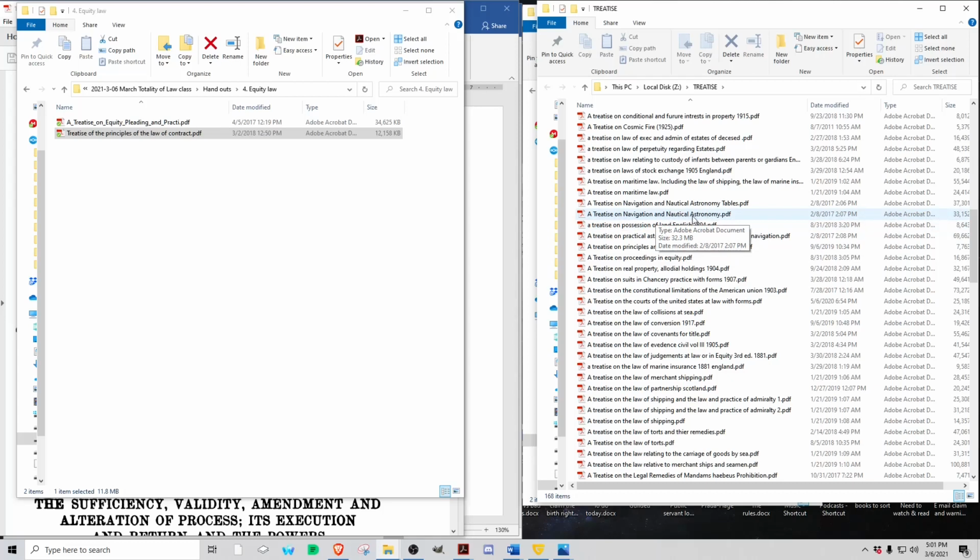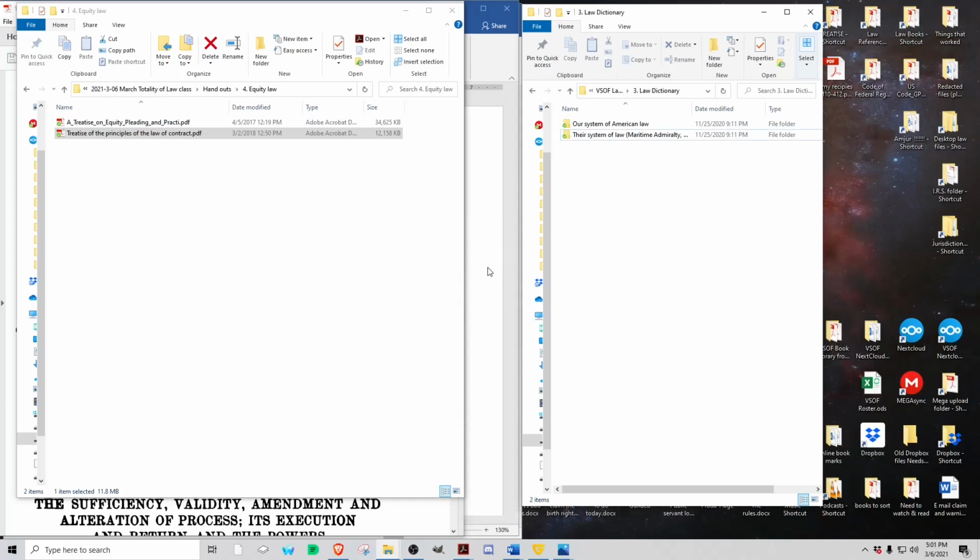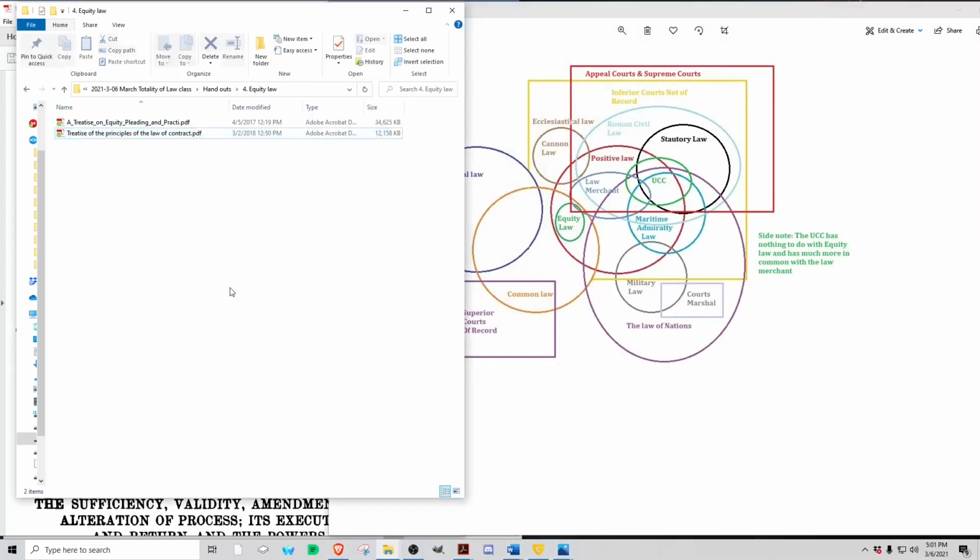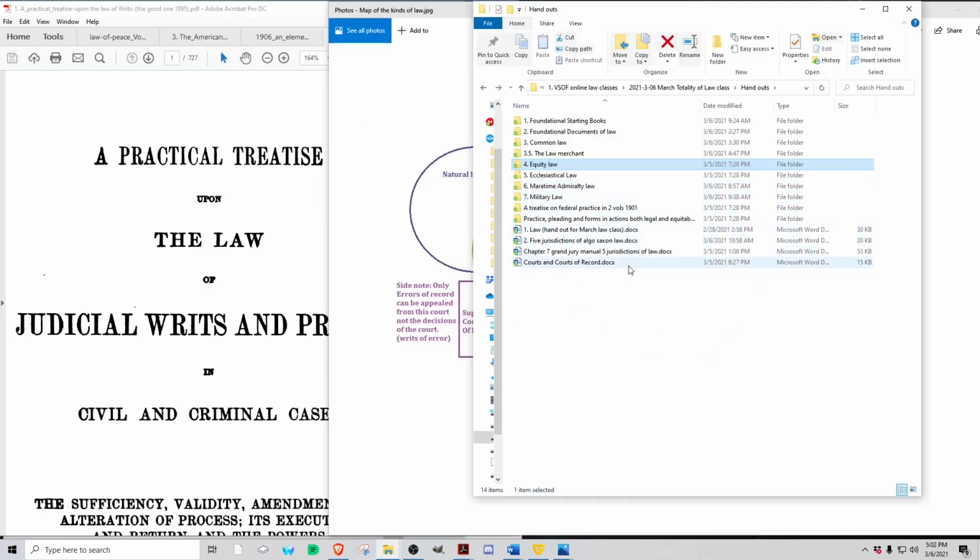Nothing to do with law, but it's a treatise, so I threw it in here. So you want to learn about something, find the treatise on it. And I have picked specifically the best treatises that I've ever found for law to go into the folders for this lecture. I've labeled them out, segregated them out as best as I could.